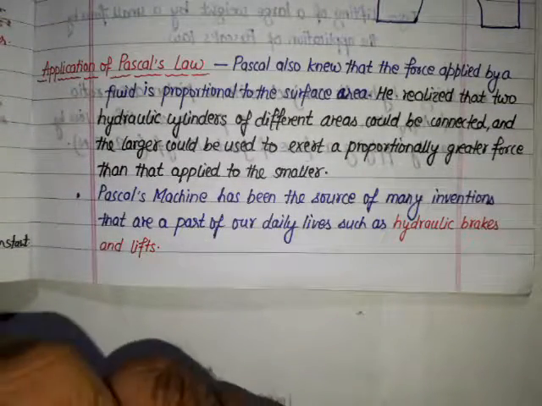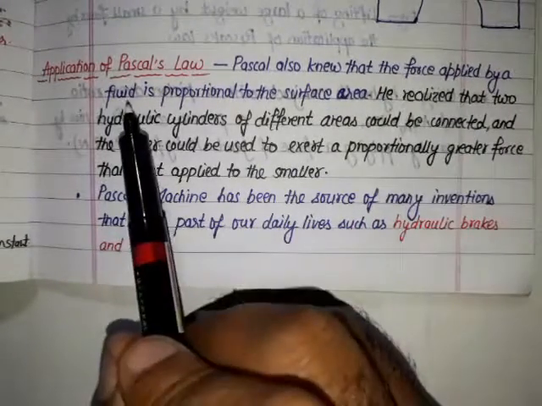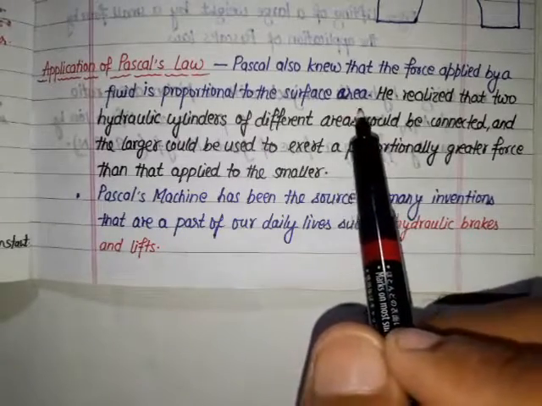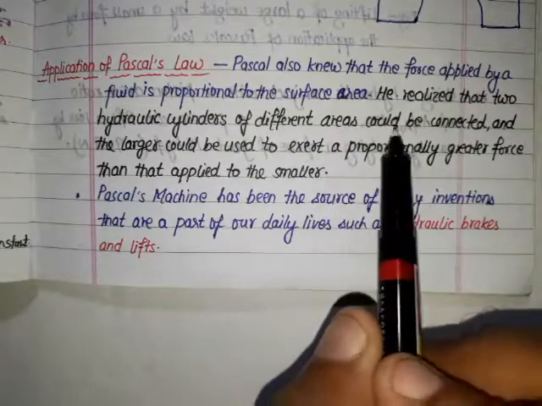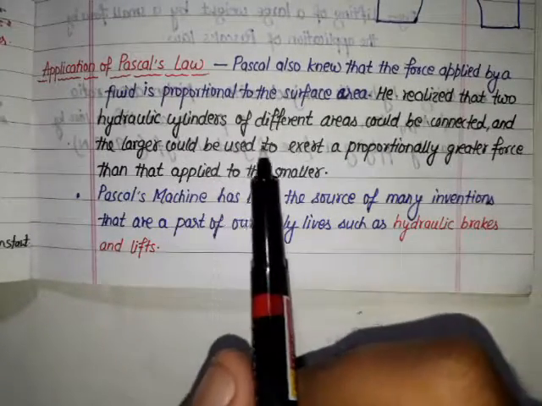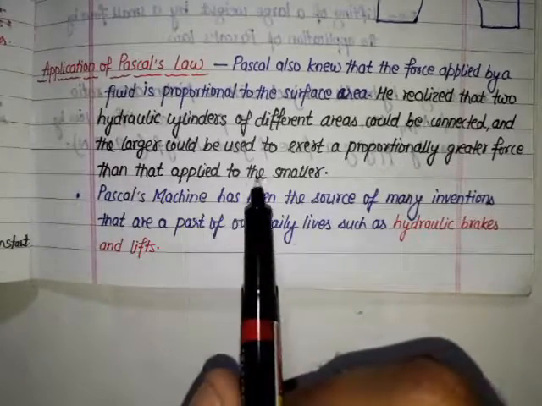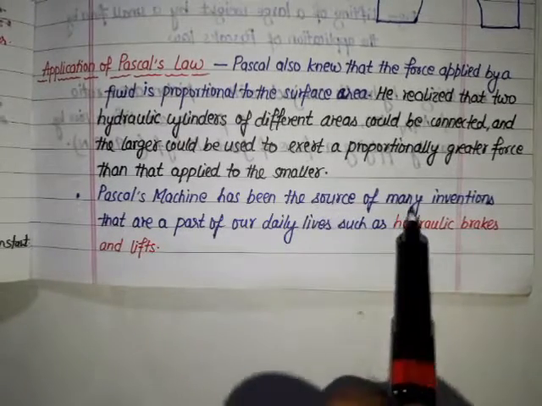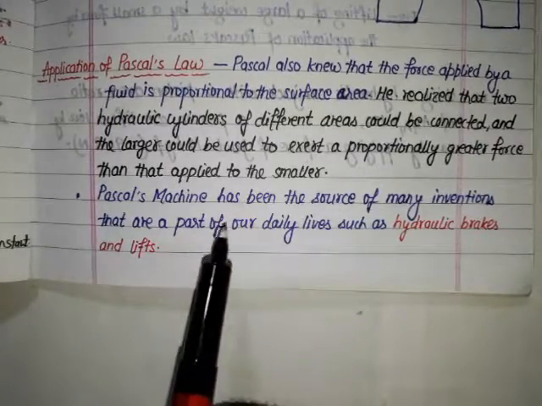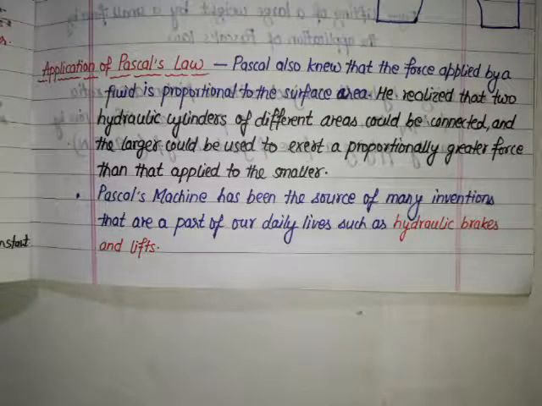Here we also need to discuss the application of Pascal law. Pascal also knew that force applied by a fluid is proportional to the surface area. He realized that two hydraulic cylinders of different areas could be connected, and the larger could be used to exert a proportionally greater force than that applied to the smaller. So Pascal's machine has been the source of many inventions that are a part of our daily lives, such as hydraulic brakes and lifts.